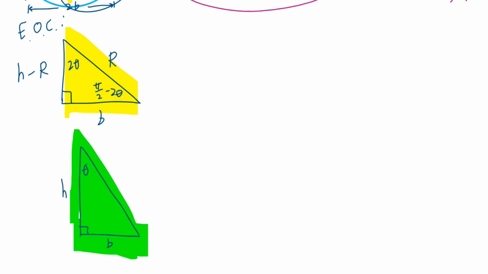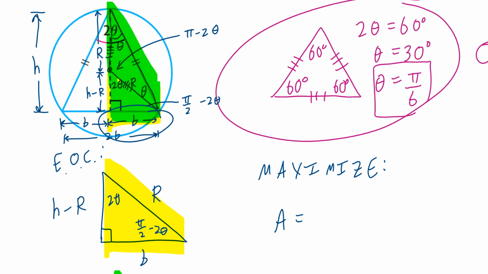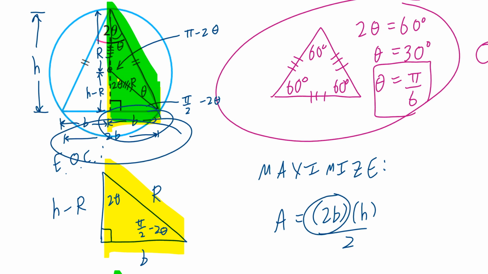Now let's write down the optimization statement. So we're trying to maximize the area of a triangle. And of course, if you think about this, the area of a triangle would have been base times height divided by 2. And in this case, it's going to be 2b, which is the base, times the height divided by 2. So again, the base is 2b, height is going to be h, and of course, divide this by 2.